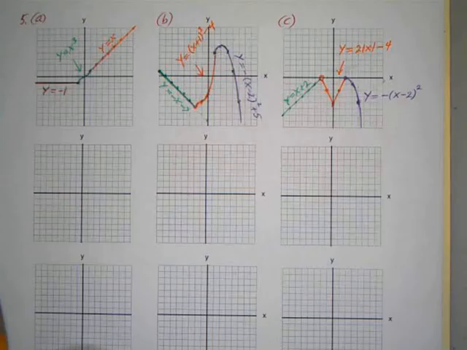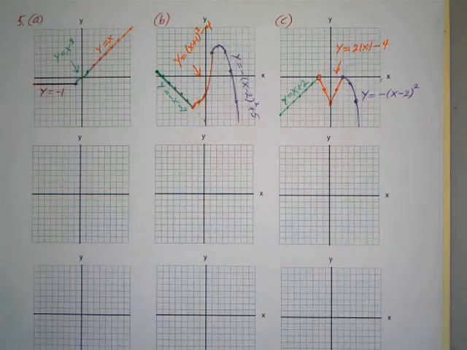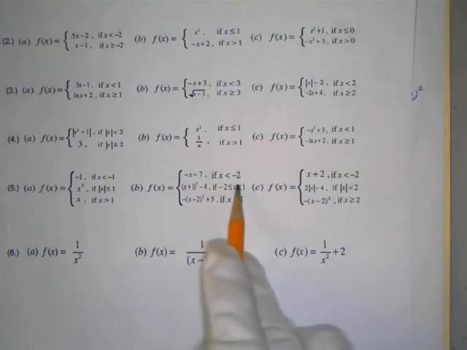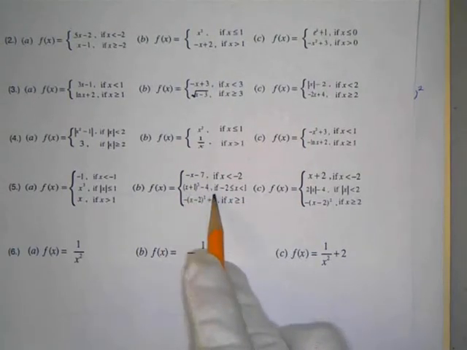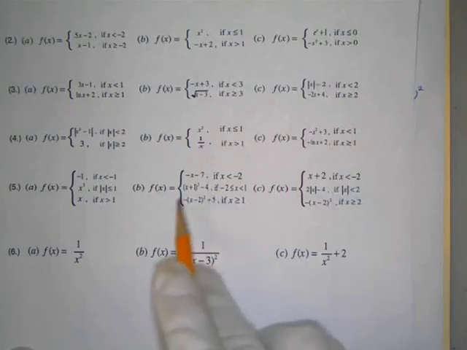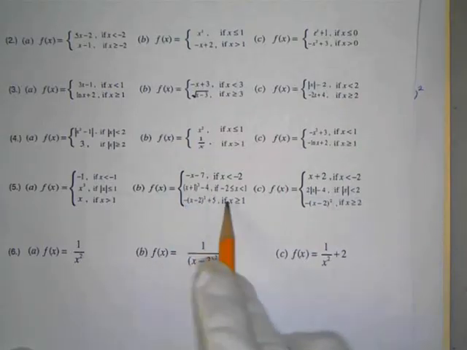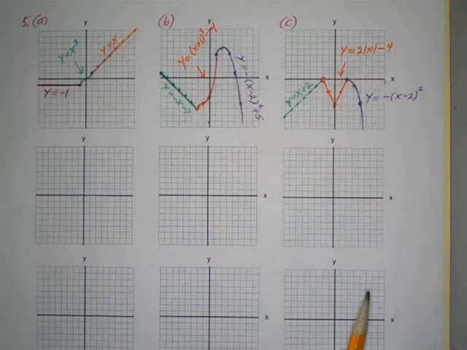Okay, 5b is a combination. This is a little bit of everything. We got a line, -x, -7, if x is less than -2, then we got a cubic, but it's shifted. Okay, and we've got a quadratic that's shaped like an N, and it's shifted. So we got a horizontal and vertical shift. So let's take a look at those.